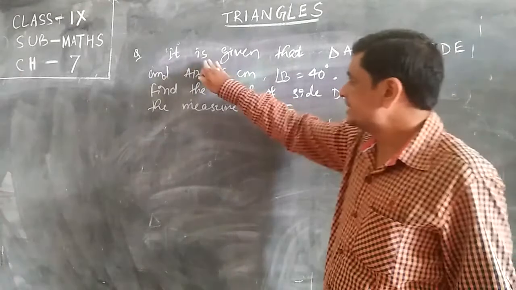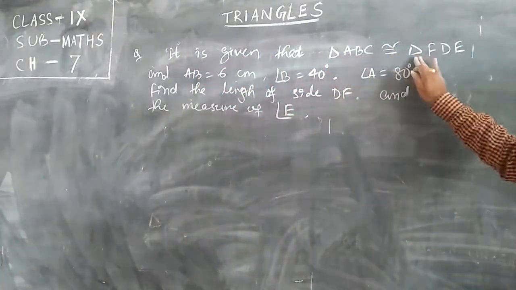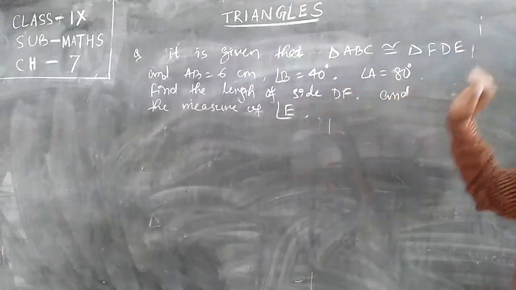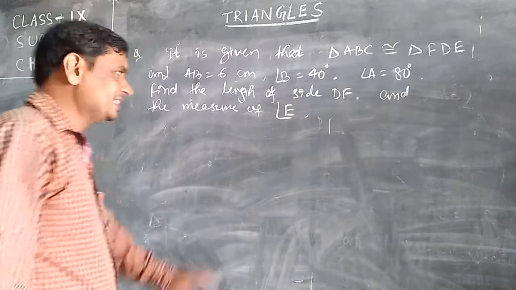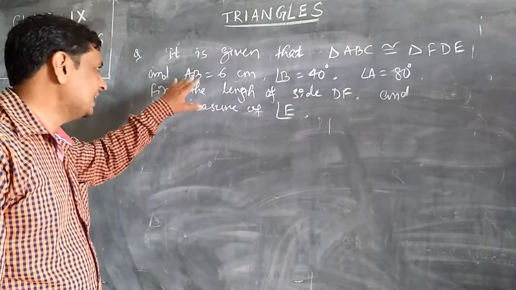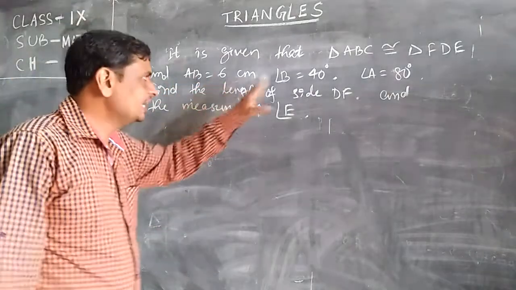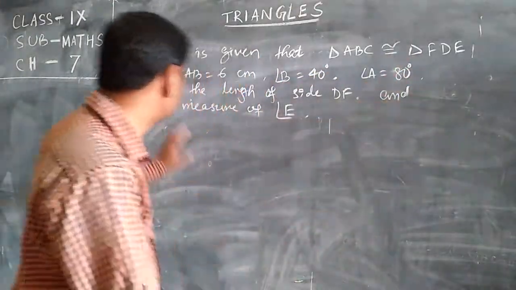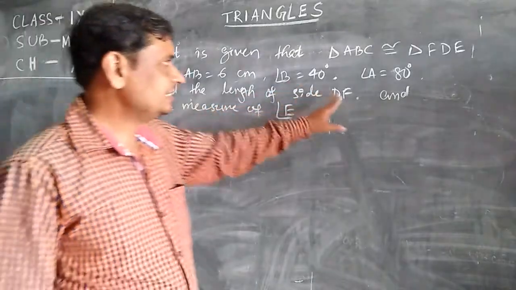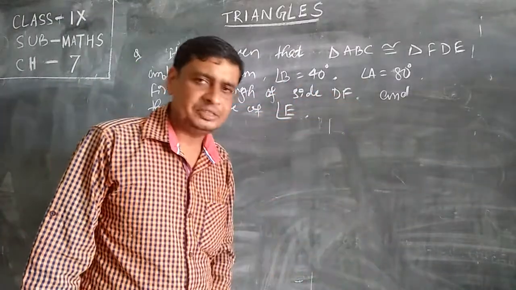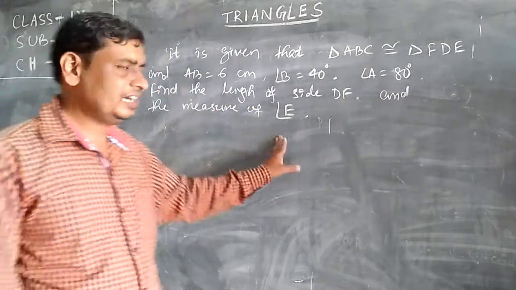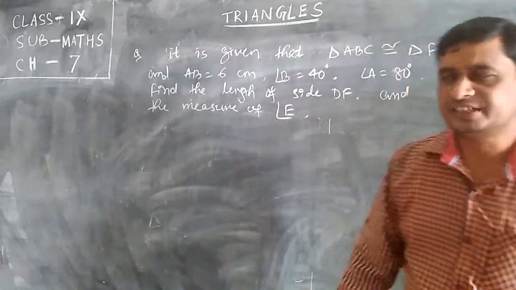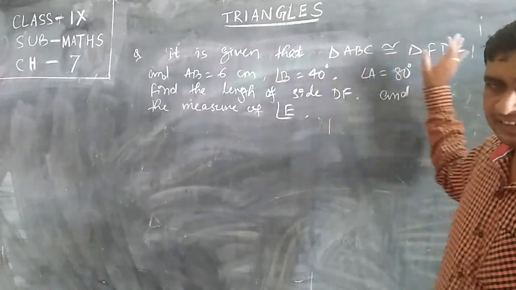Here it is given that triangle ABC is congruent with triangle FDE, the length of side AB is 6 cm, angle B is 40 degrees, and angle A is 80 degrees. We have to find the length of side DF of triangle FDE and the measure of angle E. First we draw the figures of the congruent triangles: triangle ABC and triangle FDE.